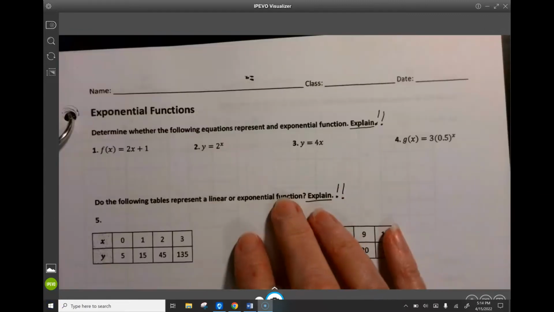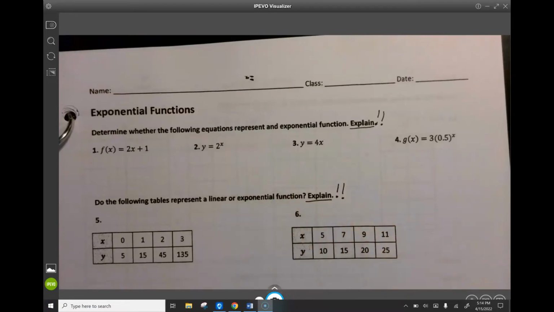So this is a page that we want you to work on for homework. Make sure you check on Schoology and with your teacher to find out exactly what your assignment is. Great. So now we have talked about linear, exponential, and quadratics and compared those, so you'll be prepared for that EOC test also. So if you have any questions, you know where to find us.